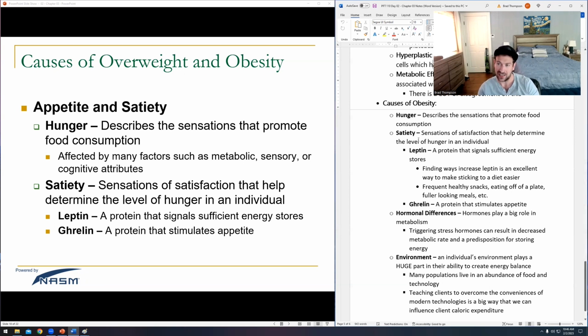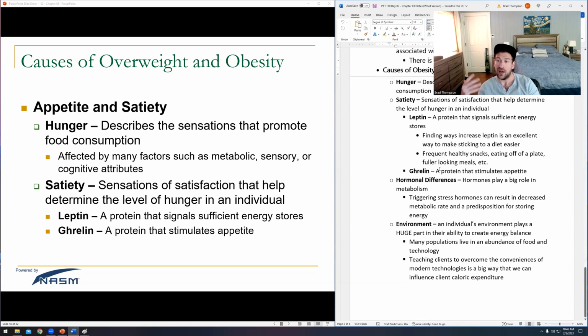Now, your satiety is what you are working with when it comes to getting somebody to stay on their diet. Satiety is sensations that determine your level of hunger, right? So it determines how long you can wait before eating. If you're satisfied, if you're satiated, you don't need to eat. So we're trying to come up with some ways to increase those satiety levels. This is often controlled by two major hormones, your leptin and your ghrelin. Leptin is a protein that signals that your body has sufficient energy stores, and ghrelin is the one that says, hey, I'm really hungry right now.